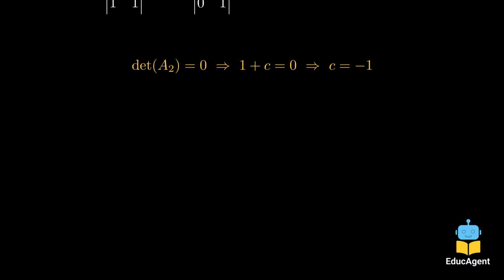Setting the determinant to 0 gives C equals -1, so that value makes the columns dependent. Quick recap for matrix 2: C equals -1.